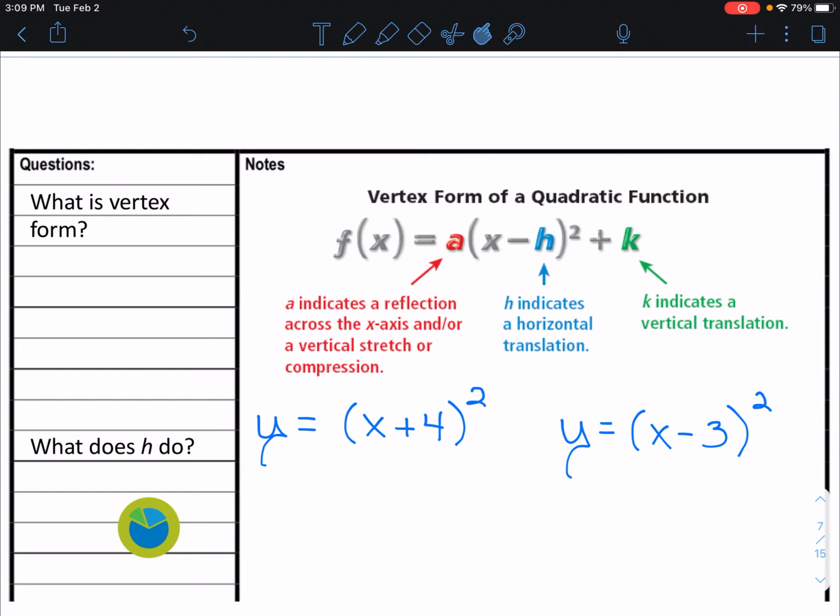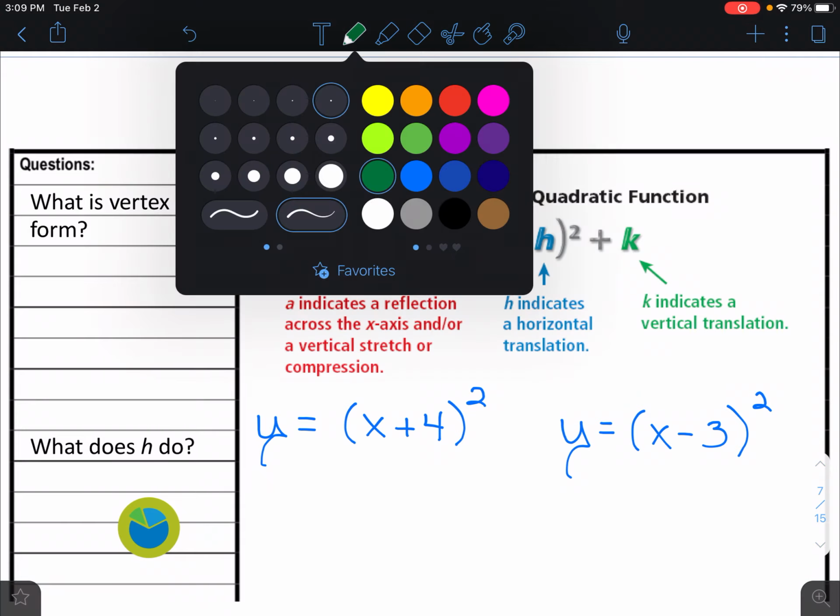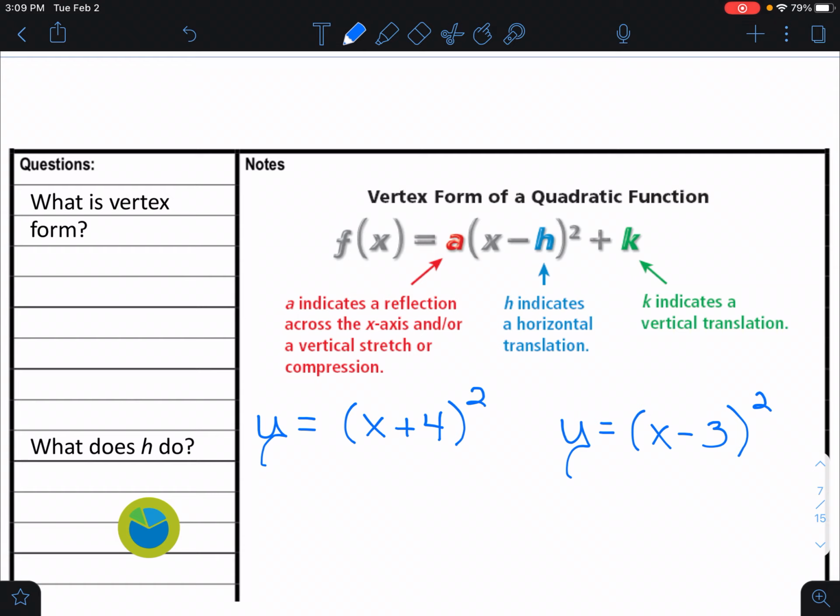Again, at the beginning, vertex form was f of x, which is the same as y, equals a times the quantity x minus h squared plus k. That's what we had at the very beginning of this lesson. What I want to focus on to begin with is this h value. I wrote that over here on the left. What does h do?